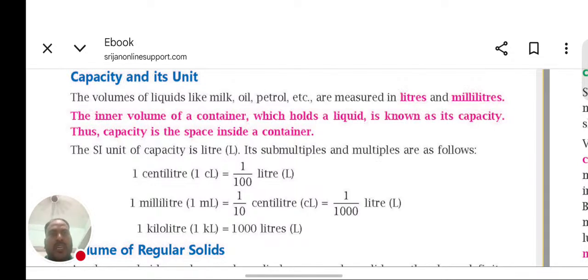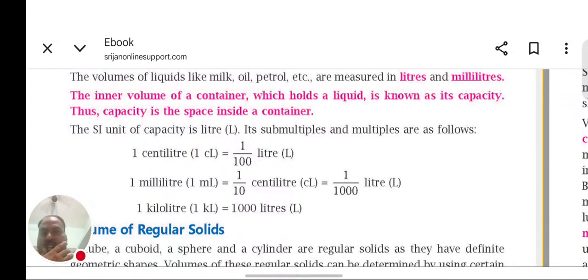So 1 centiliter equal to 1 upon 100 liter. 1 centiliter equal to 0.01 liter. 1 milliliter equal to how many liter? 0.001 liter. Now 1 kiloliter equal to how many liter? 1000 liter. Yes or not? So these things we have to remember.